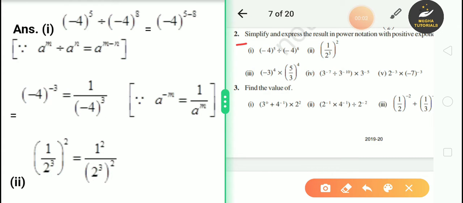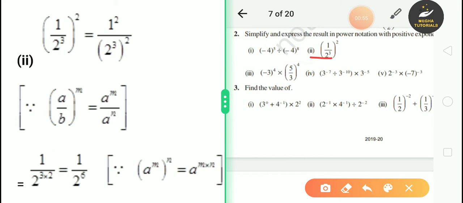Question 2. Simplify and express the result in power notation with positive exponent. First question is minus 4 raised to 5 divided by minus 4 raised to 8. Okay. So bases are same and powers are different, and the operation is division. So we can use this law: a raised to m divided by a raised to n is equal to a raised to m minus n. So we can write minus 4 raised to 5 minus 8. So 5 minus 8 is minus 3. So minus 4 raised to minus 3. Using a raised to minus m is equal to 1 upon a raised to m, we can write 1 upon minus 4 raised to 3. So this is the final answer.